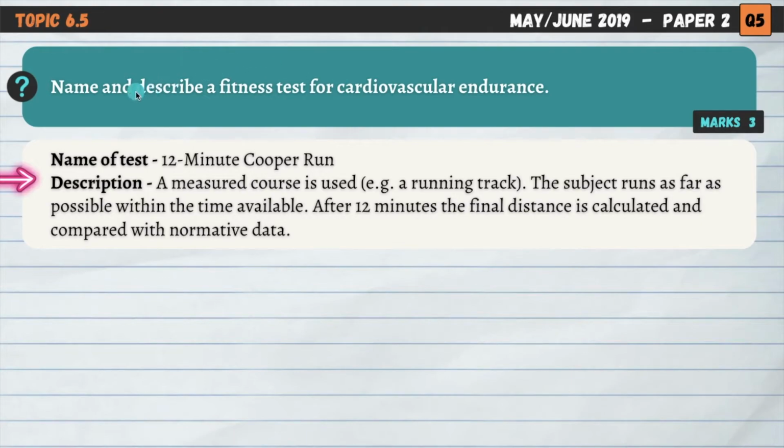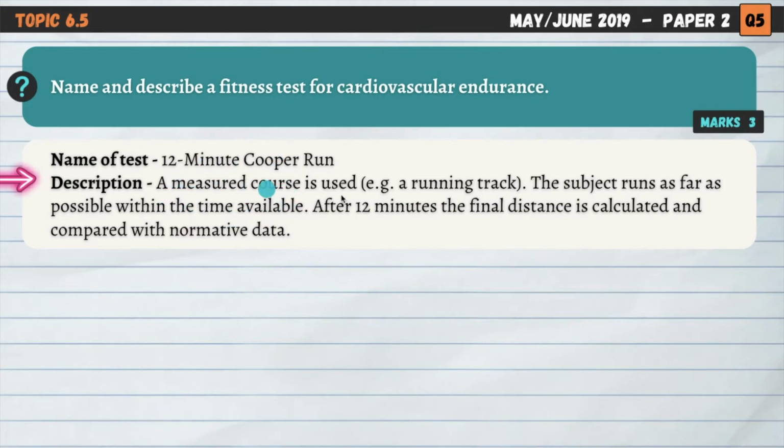And then I'm going to describe that fitness test as well for the 2 remaining marks. So I know I need to make 2 points here. I've made more than 2 just to demonstrate a few different options that you could have gone for. But let's describe the 12-minute Cooper run. First of all, we measure a course, or we use a measured course, such as a running track, something we can measure distance for. Okay. The subject then runs as far as possible within the amount of time available, which is of course 12 minutes.